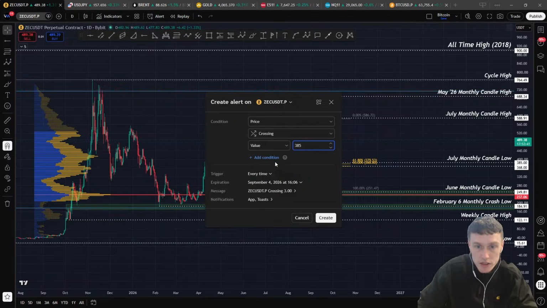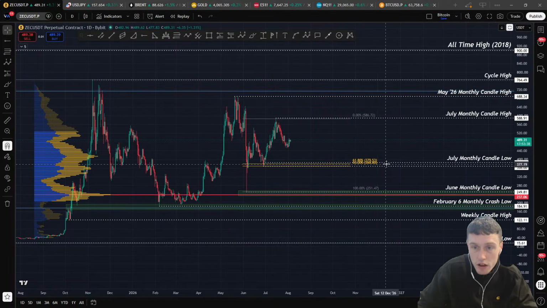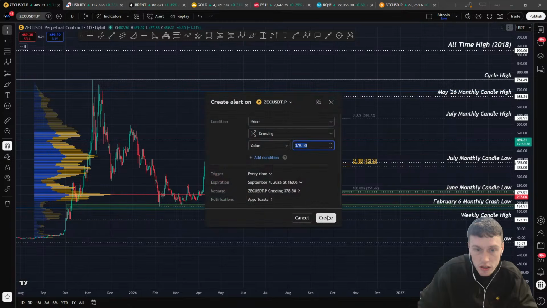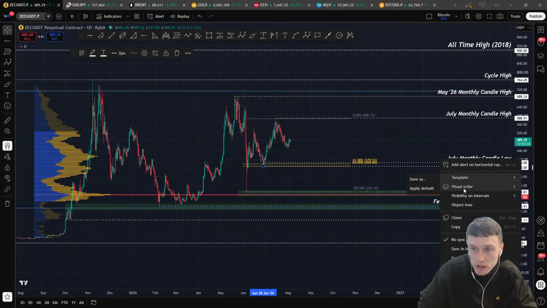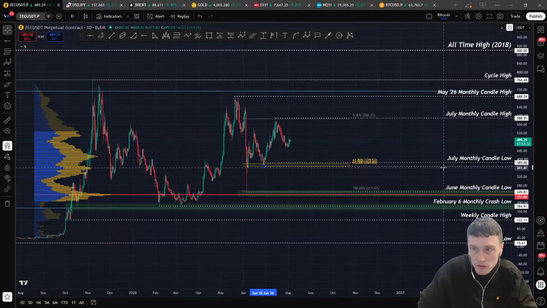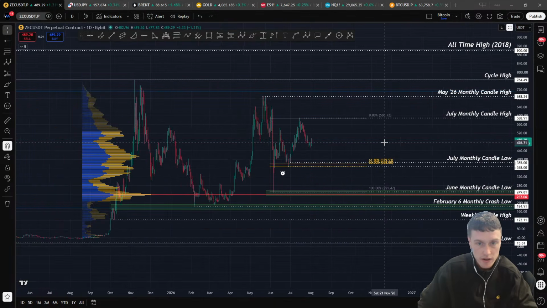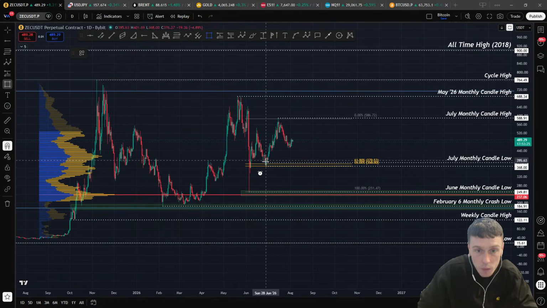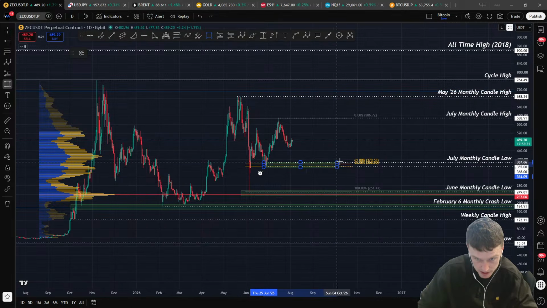385. Every time, create. I'm going to set one at 378. Every time, 370. 361. I've got alerts for all when price gravitates into that area, right? And so what do we have here? A weekly candle low and a monthly candle low, $17 apart into a pivot GP.